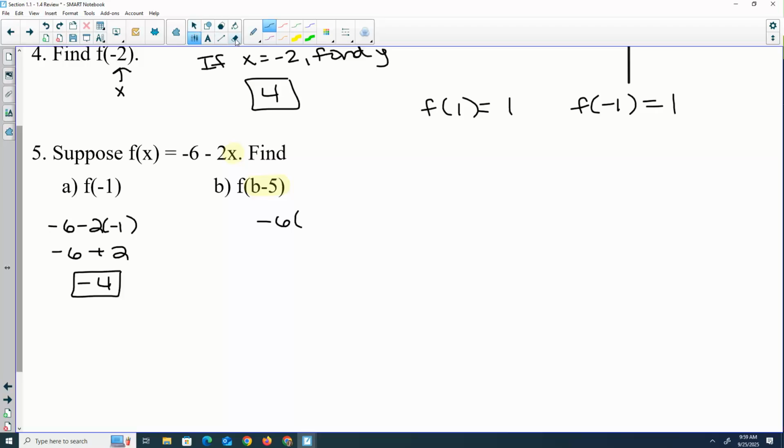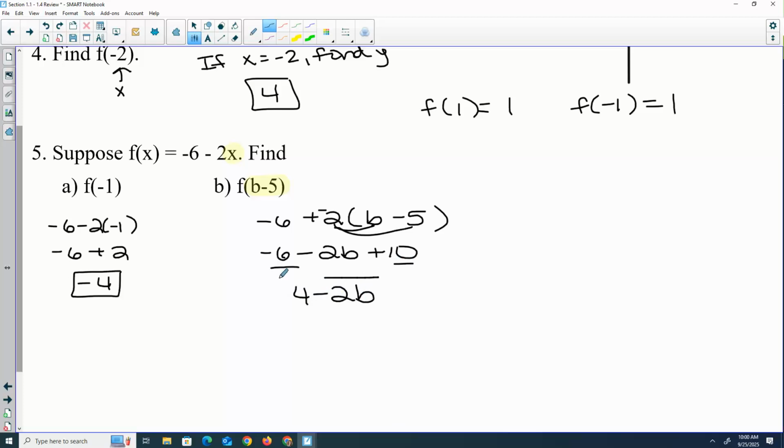So it's going to be negative 6 minus 2 times the b minus 5. This is like a negative 2, so if you distribute that, you get a negative 2b plus 10. Add like terms, so 4 minus 2b. So it doesn't have to just be a number. You could get another expression involving variables. So we did that when we talked about our functions. Any questions there?